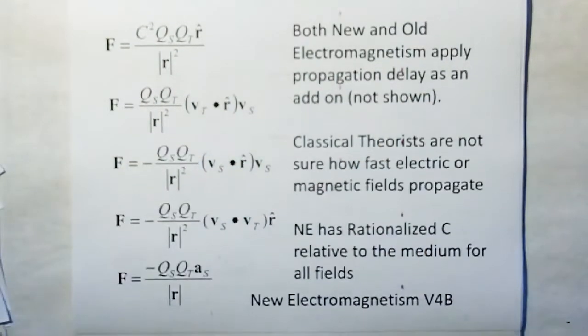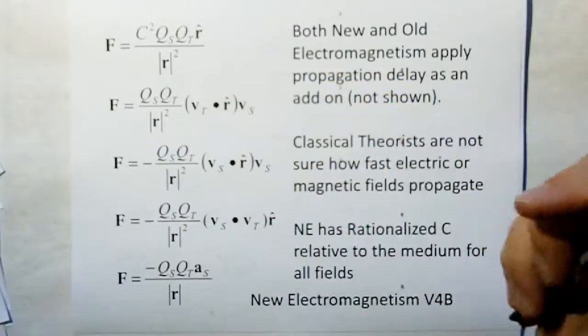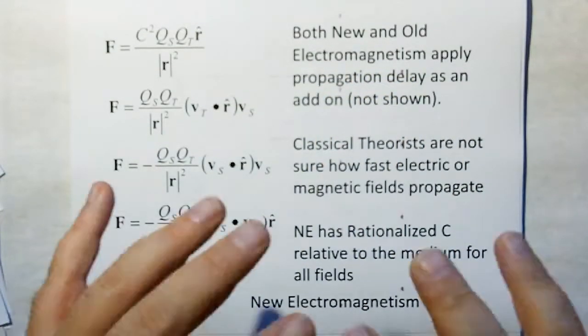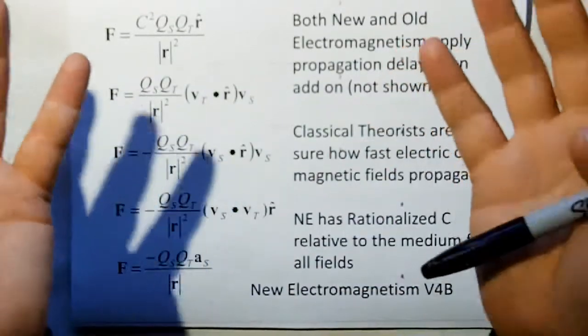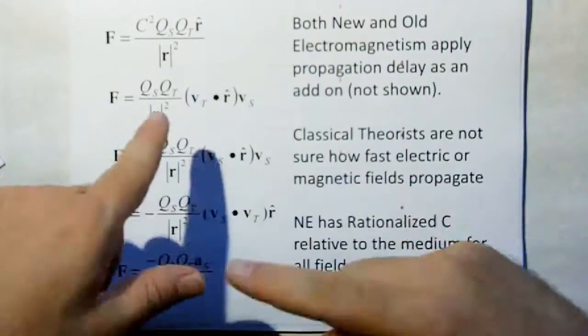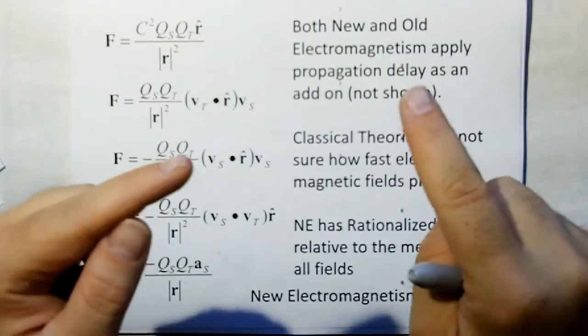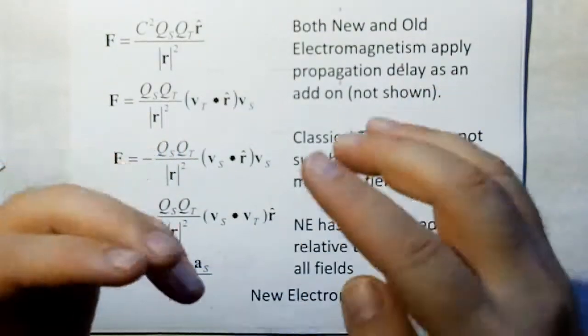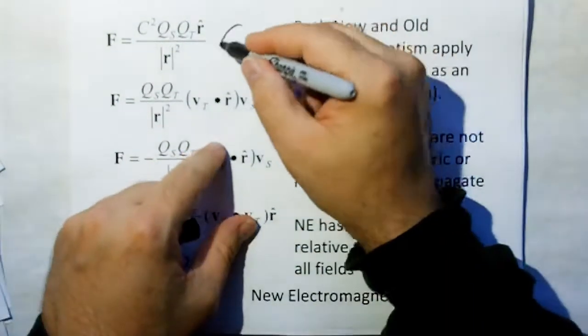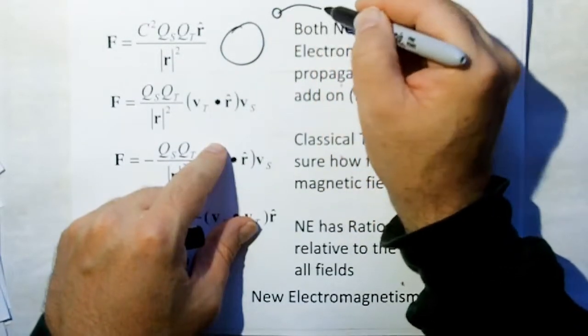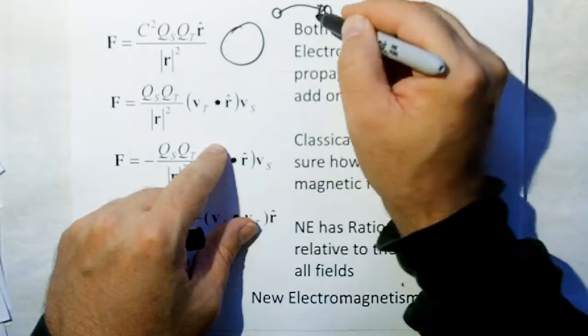This is a little segue, but this is new electromagnetism, and both new and old electromagnetism apply propagation delay. There should have been a little segue slide here that was missed. Because we need to use time to make things okay to be in a circular system, and I don't mean circular that it travels in a circular path. What I mean is a system that sends energy to one particle and the energy goes back.